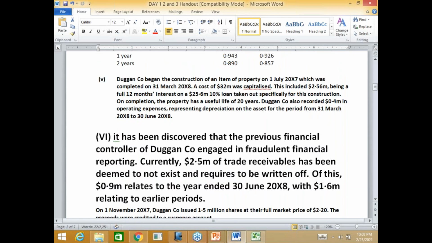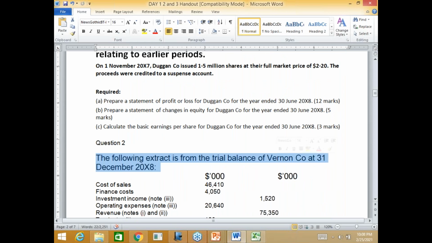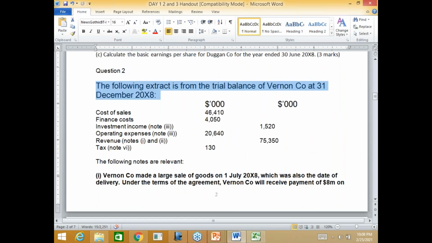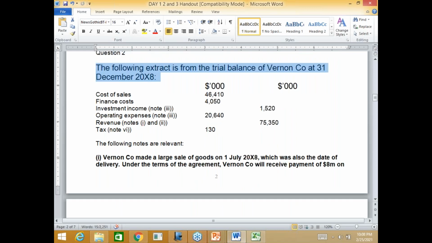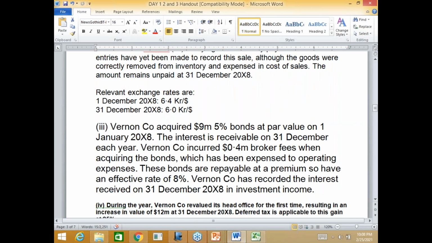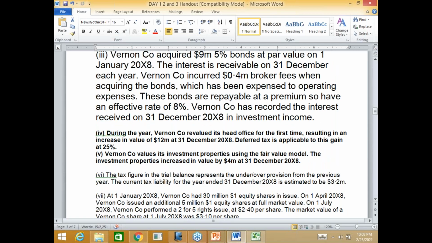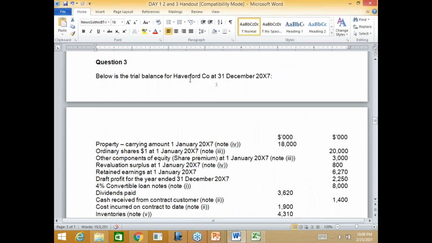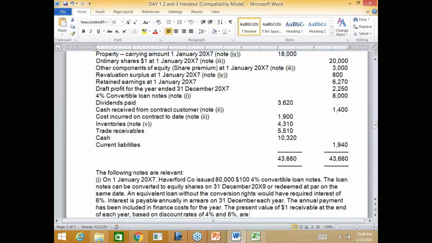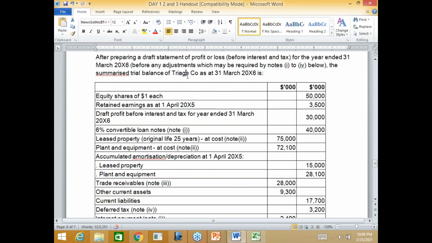The second question is Vernon, which you need to solve on the constructive response workspace. Take a snapshot of your formats and send it to me. You can check your answers from the past paper answers as well, but your format, I can only check based on the pictures. Haverford is the third question, and then Triage. So these 4 questions are more than enough for final account preparation.